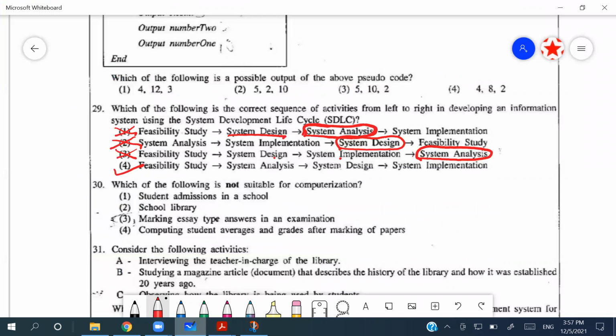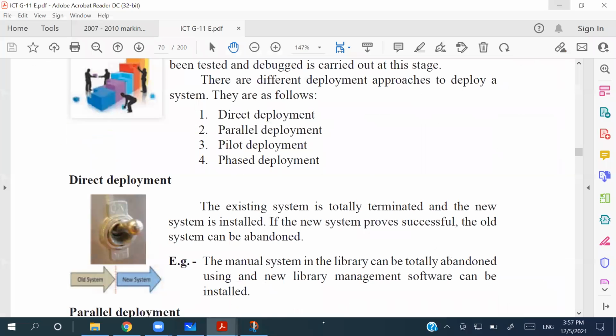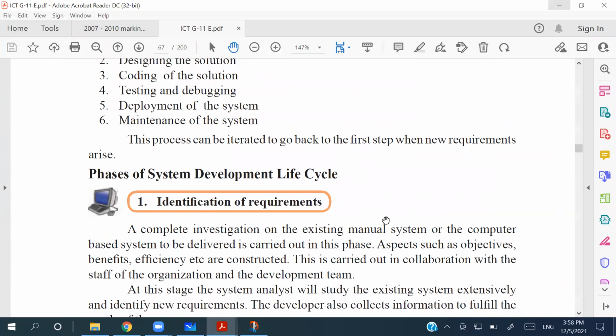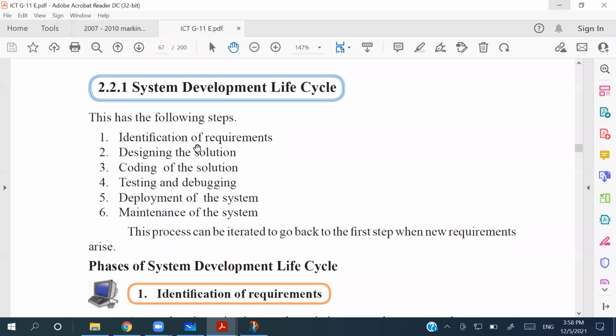People, for 29, take the marks. Oh, you took only one. Okay. So take it as out of syllabus, people, because the system analysis is also out, right? So according to yours, it is only these things: identifying the requirements, designing the solution, coding the solution, testing, deployment, and maintenance. So the deployment can be named as the implementation as well, right? You better get to know about that.